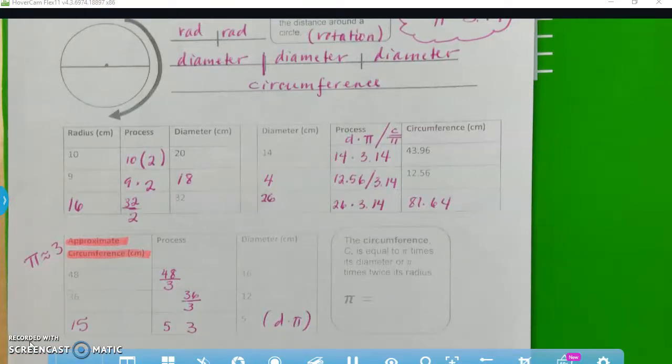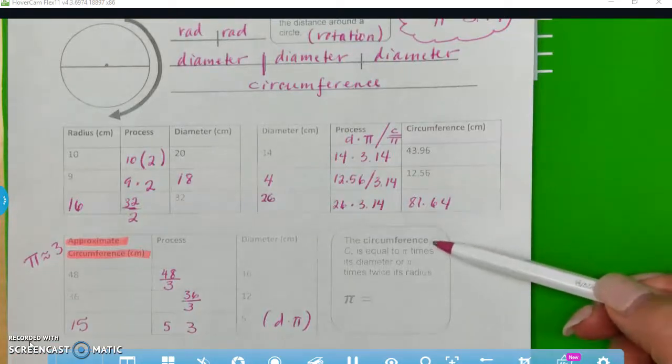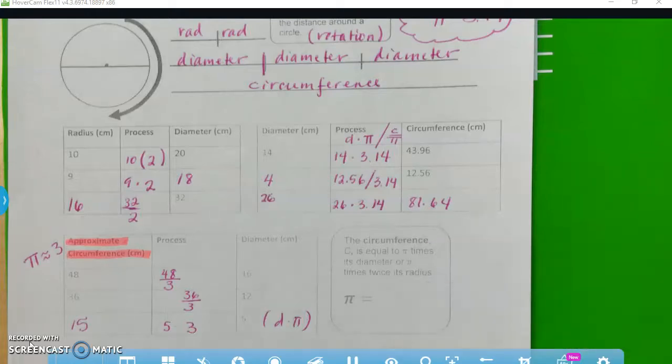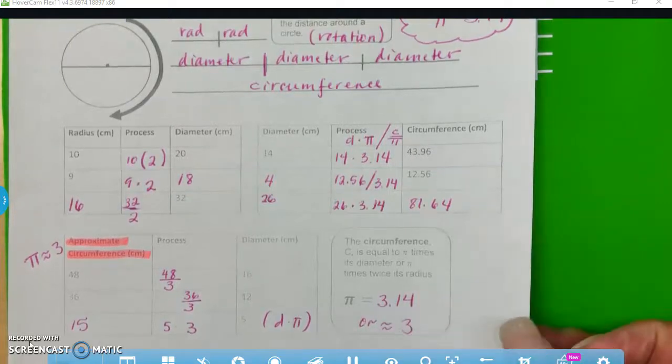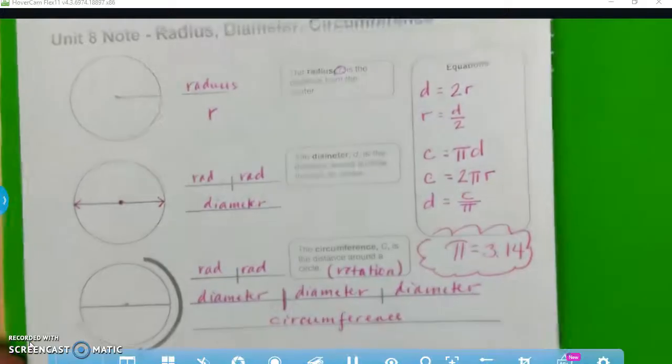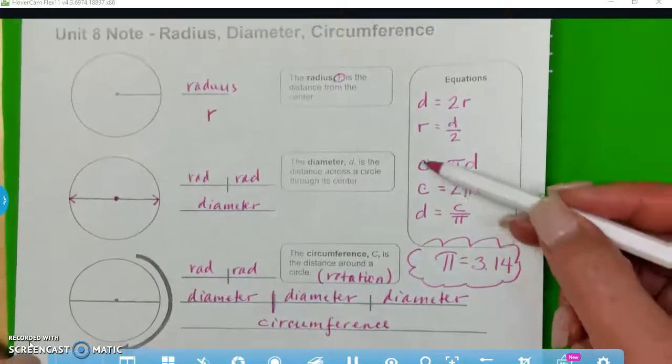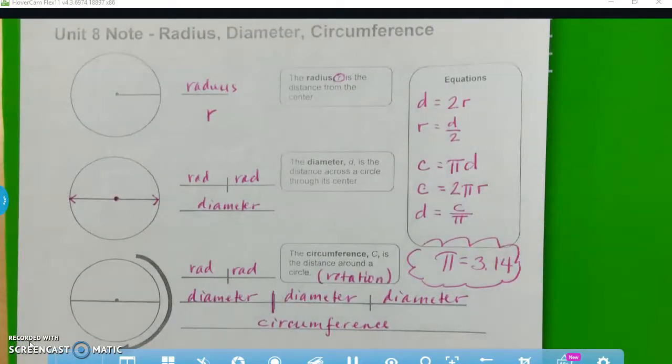Okay. In this little box, it is a summary of what we have been applying during this practice. So circumference, C, is equal to pi times its diameter, or pi times twice the radius. I'm going to write it closer here, or about 3. These are the formulas that were referred to in an early example.